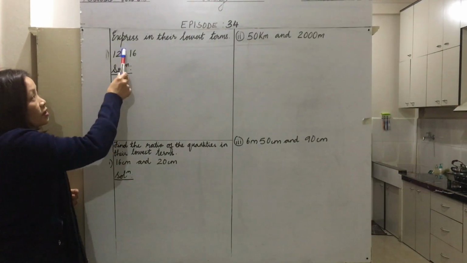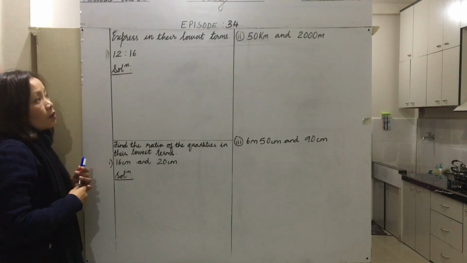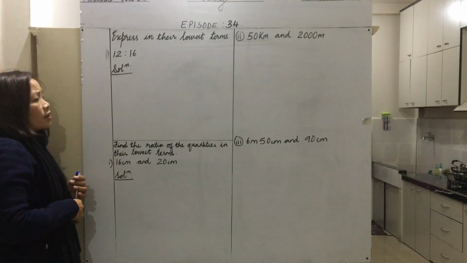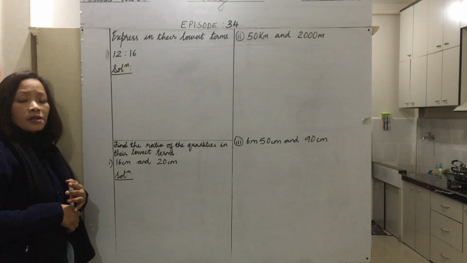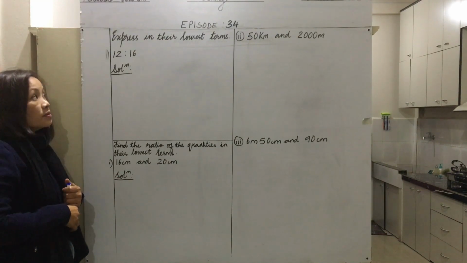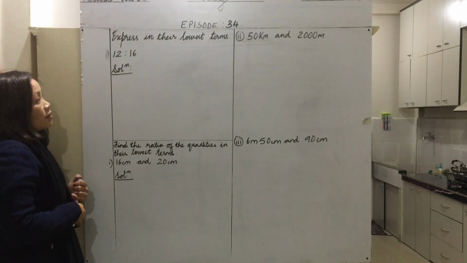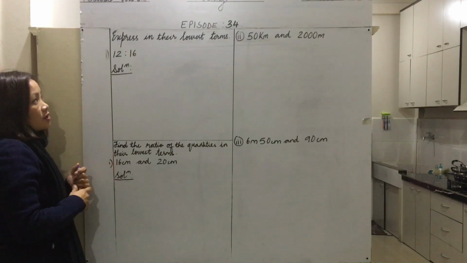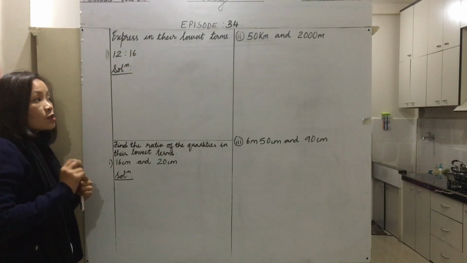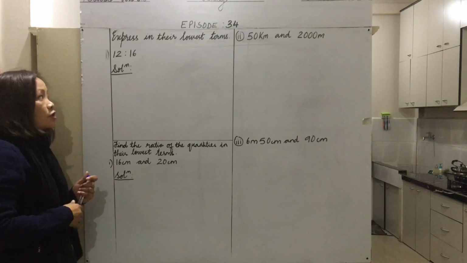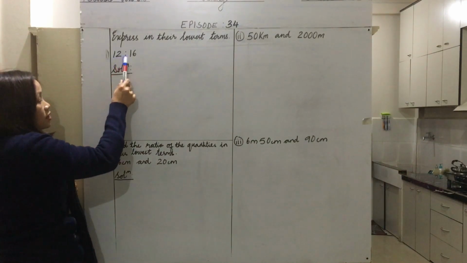The first one is expressing in their lowest terms. Ratio should always be expressed in the lowest term and it should not have any units, right? That means we do not write units for the ratio. Now let us look at the first example.